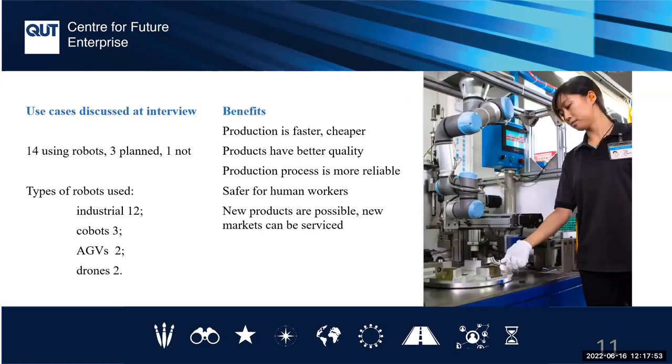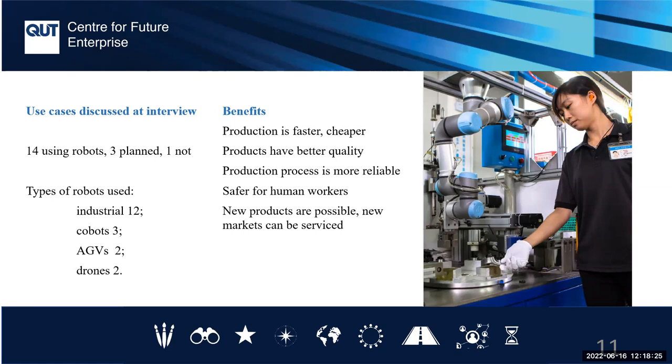And as part of the interview, we asked participants to describe how they use robotics, how they're thinking about using robotics, to give us an idea about potential mechanisms and roles. And 14 of them are actually using robotics now, but 3 are planned and 1 isn't. And we talked about the reasons why they're not using robotics, why they were so slow to take up robotics, and really kind of teased out their thinking about robotics.